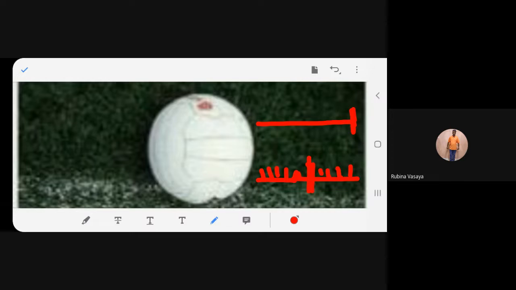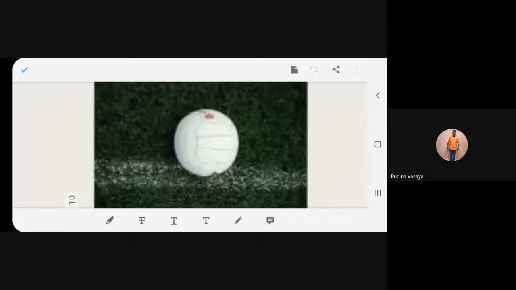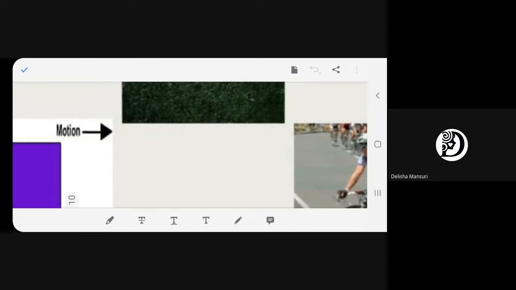So what action is happening over here? The friction. The friction force is applied onto the ball. So which type of surface can you see on the slide, beta? Is it a smooth surface or is it grassy? Grassy. You got the difference now? I've taught you right now. Any problem, beta? No, ma'am.